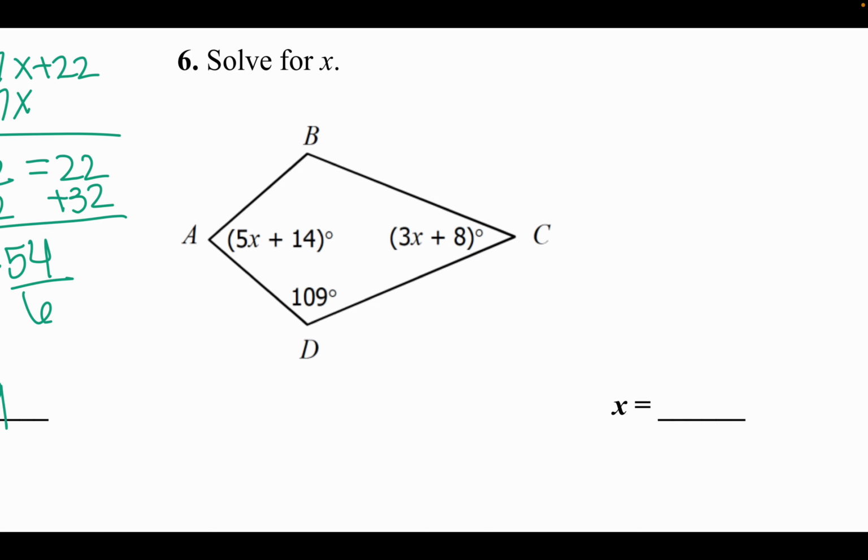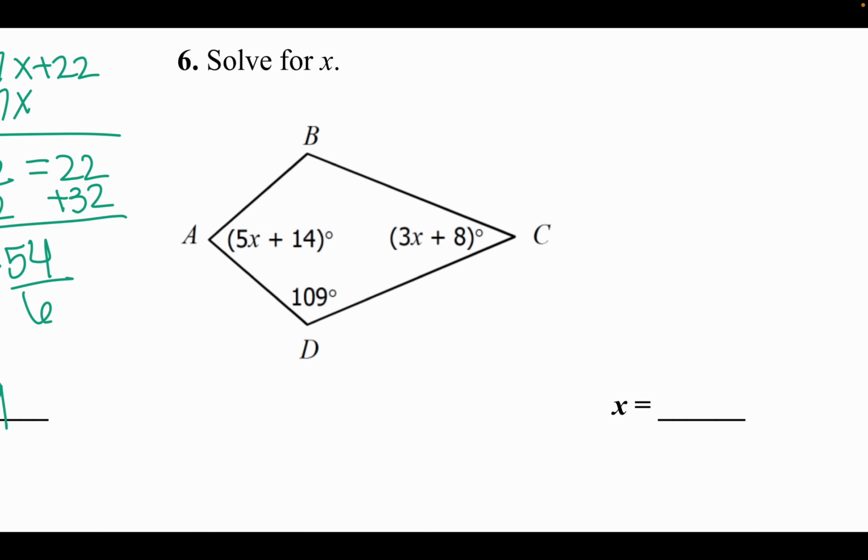Okay, number 6. So again, we're going to use the fact that in any four-sided figure, all the angles add up to 360. The reason it adds to 360 is because if I draw a line right down the middle, that's two triangles, right? Each triangle is 180 degrees, and 180 plus 180 is 360. So that's why a four-sided figure adds up to 360.